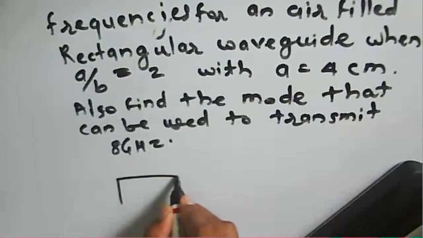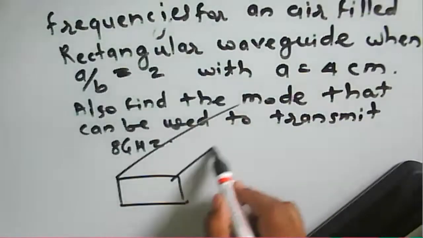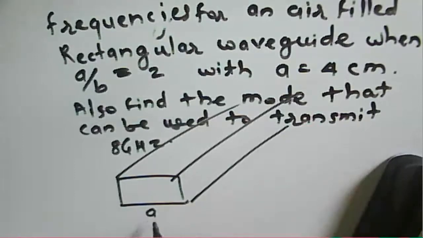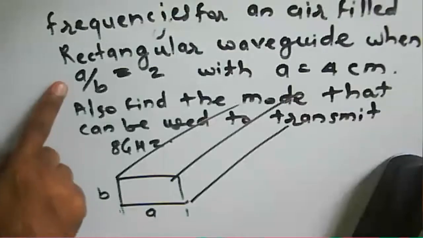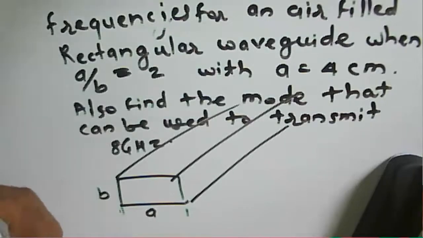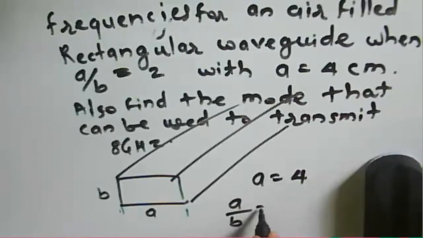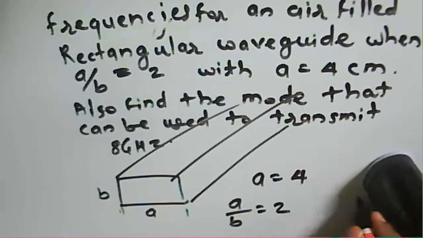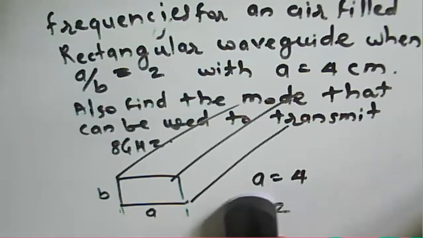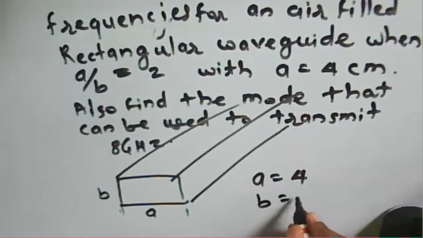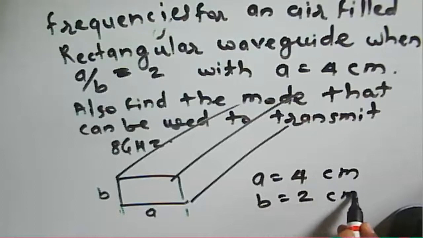Here, for a rectangular waveguide, this one we say is A and this one is B. A is the width of the waveguide and B is the height of the waveguide. The ratio A and B is given as 2, and A is mentioned as 4 centimeter. So if A by B is 2, then what will be B? B will be equal to 4 by 2, that is 2 centimeter.